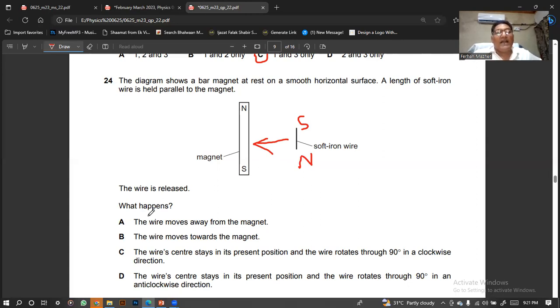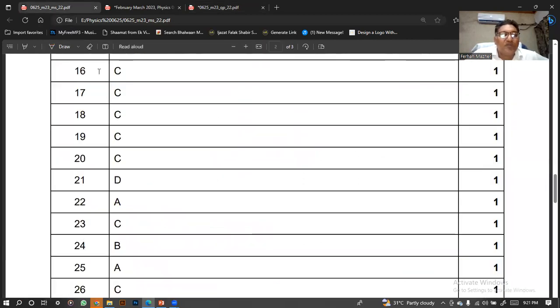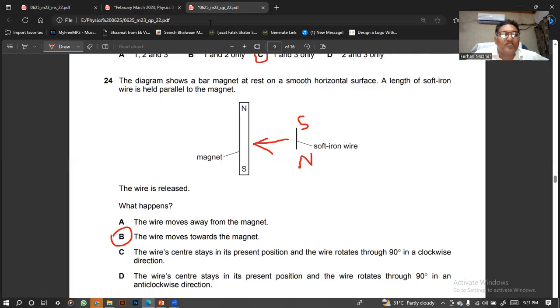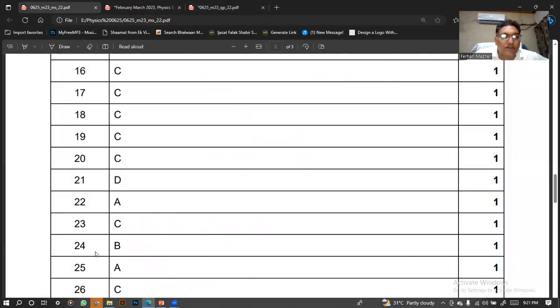So they say, what happens? The wire moves away from the magnet? No, it will be attracted to the magnet. And B, the wire moves towards the magnet. Yes, sir, B is the right option. The wire center stays in its first position and the wire rotates, it does not rotate. So we think 24B is the option, sir. Question number 24, you can see B is the option.